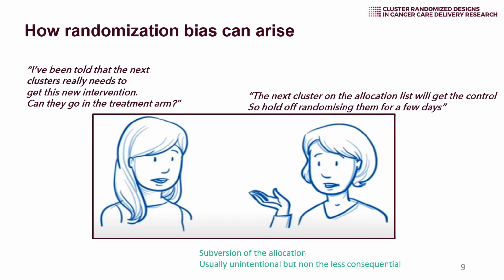And if perhaps it was the other way round and they knew that the upcoming allocation was the control condition and they really wanted their needy cluster to go into the treatment arm, they might ask the investigator to hold off recruiting this cluster. Let's hold off randomizing them for a few days until they are the next cluster in line to get the treatment condition. This is known as subversion of the allocation. It's usually unintentional, but nonetheless, it can be consequential.